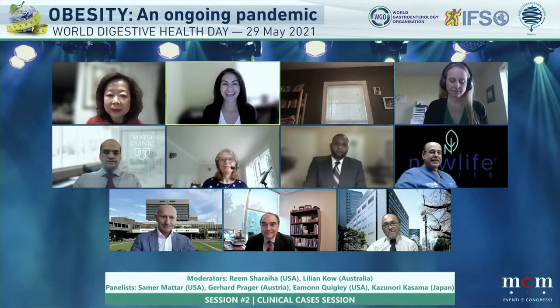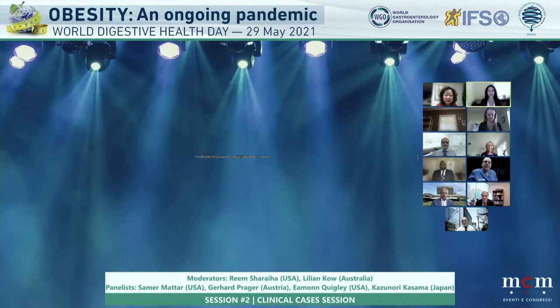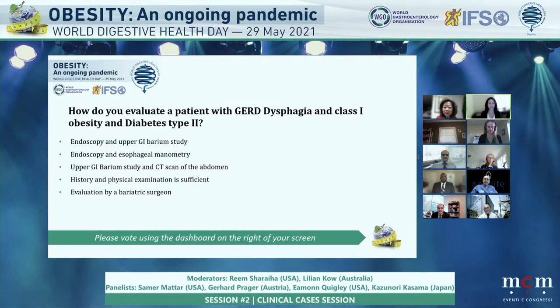Hello, everyone, and thank you, Lillian. So we're going to launch the second poll for this session. How do you evaluate a patient with GERD, dysphagia, class 1 obesity and type 2 diabetes? First, an endoscopy and upper GI barium study; endoscopy and esophageal manometry; upper GI barium study and CT scan of the abdomen; history and physical examination is sufficient; or finally, evaluation by a bariatric surgeon. Please vote using the dashboard on the right of your screen.